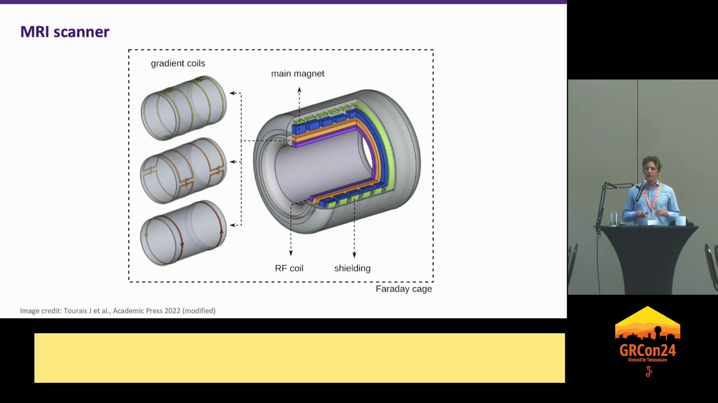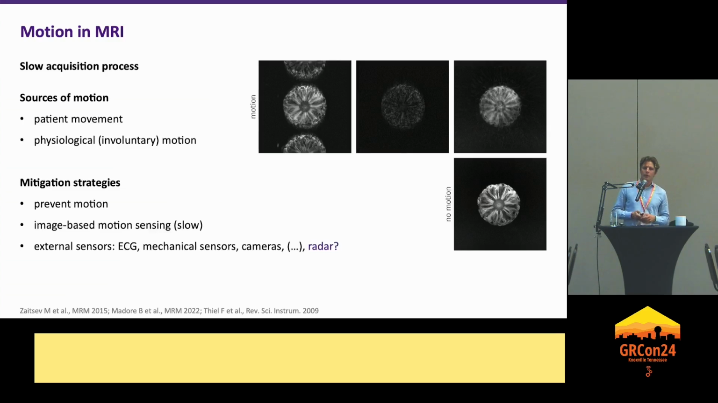Now, this signal is very weak, and because of that, the entire system, the entire room, sits in an RF cage. So you have a very pristine electromagnetic environment. The problem is that MRI is very slow. Each acquisition takes several minutes. So there's a high risk that the data acquisition gets corrupted by motion.